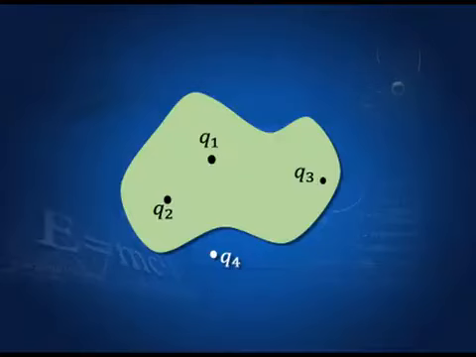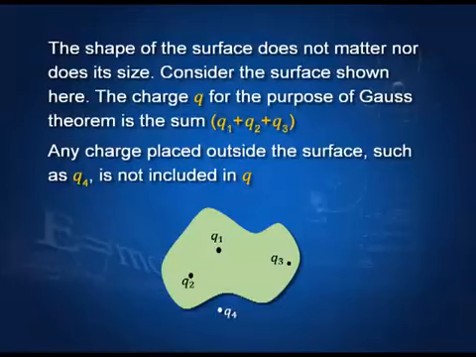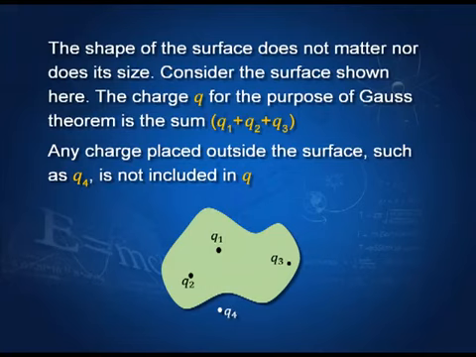Say for example, here we have 4 charges q1, q2, q3 and q4, but only 3 are inside this surface, and therefore, the Gauss theorem will take into account only these 3 charges q1, q2, q3. It will not take into account q4. Moreover, the shape of this surface or the size of this surface does not matter.